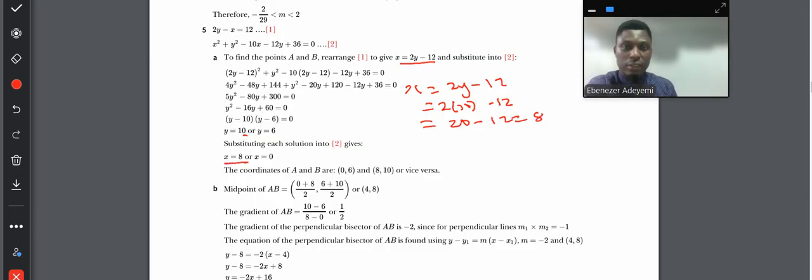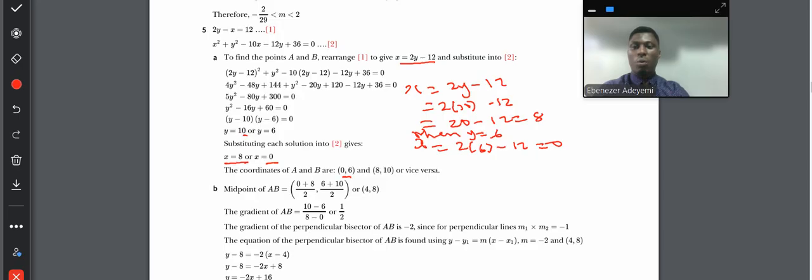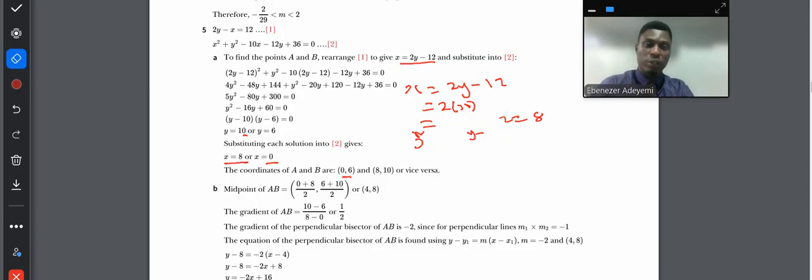When y is 6, I'm going to have 2 brackets 6 minus 12, which will give me 0. And that's what I have. The required coordinates of A and B will now be (0, 6) and (8, 10). And that is question A that we are asked to do. Question A asks us to find the coordinates of A and B, and that is what we have seen.